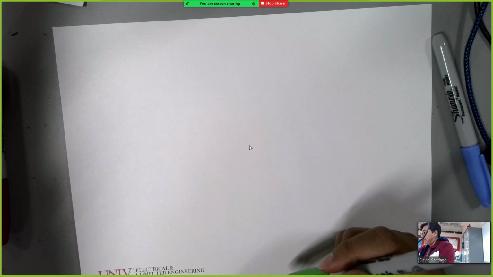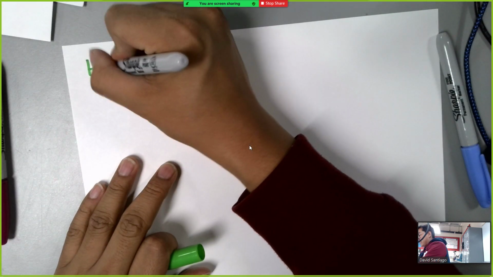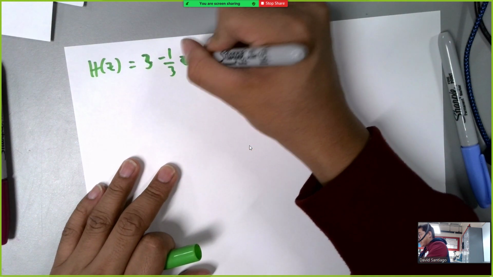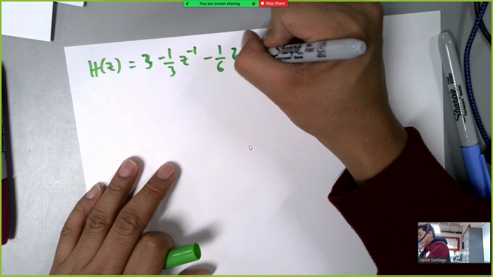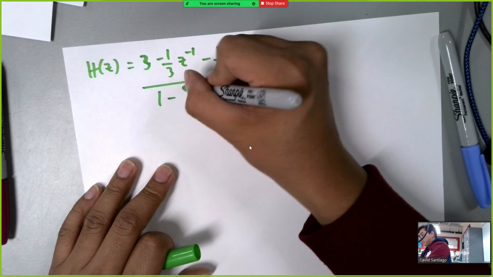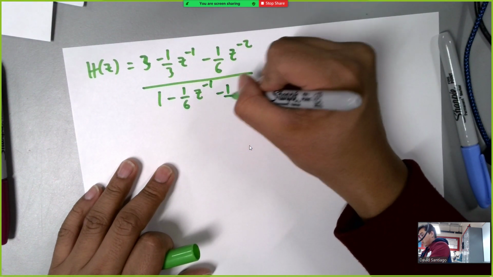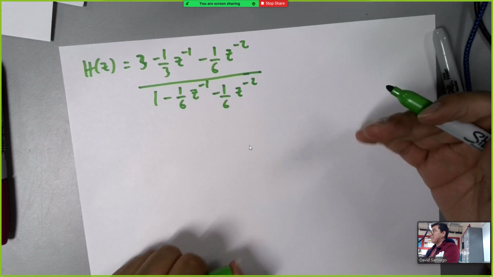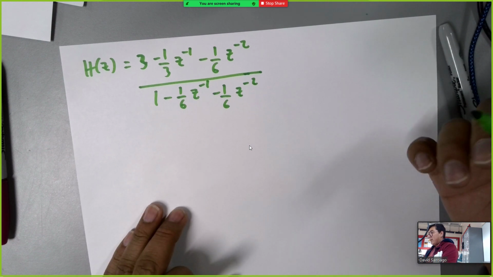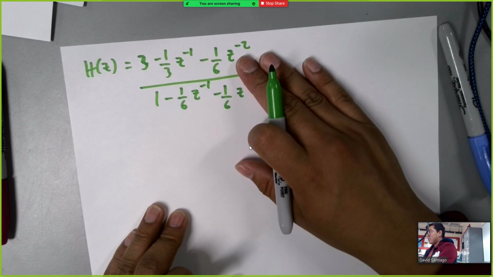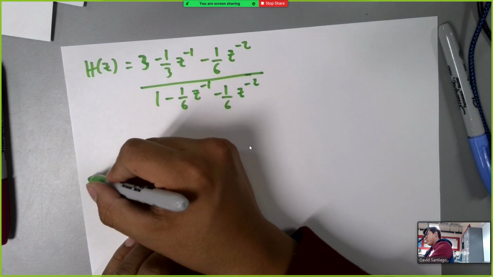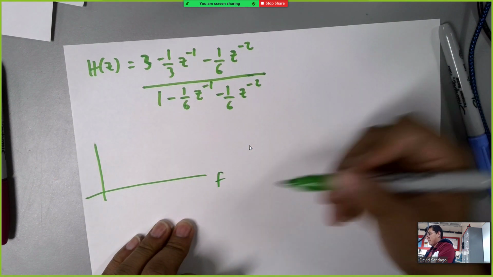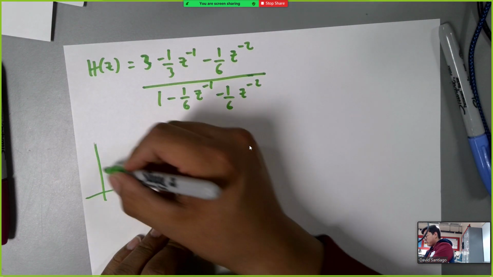Let's pull out the following function that we had. H of z equals 3 minus 1 over 3 z to the minus 1 minus 1 over 6 z to the minus 2, over 1 minus 1 over 6 z to the minus 1 minus 1 over 6 z to the minus 2. Okay, and what we're gonna do is a DC response. So what is this function's value at DC? If you remember from what I did in the last class with the Fourier transform, J omega.